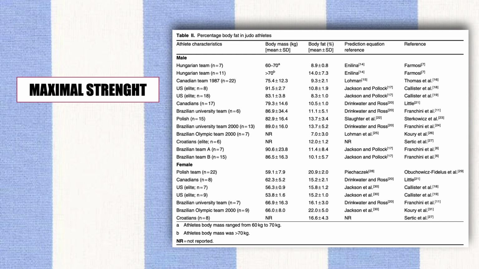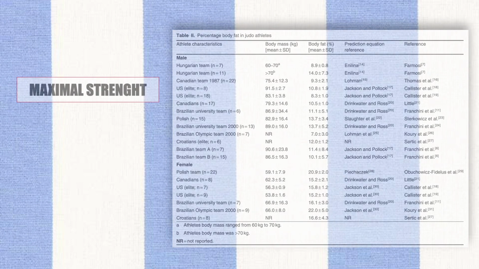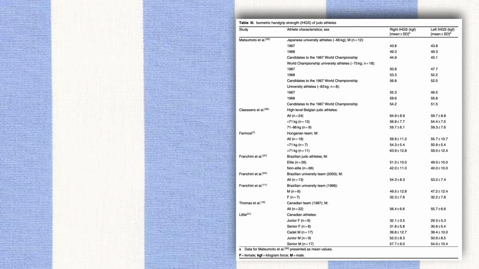Isometric strength. An isometric action results in no change in muscle length, and although force is developed, as no movement occurs, no work is performed. As judo athletes have to grip the opponent's uniform, early studies have focused on isometric grip strength. The table presents the grip strength of different groups of athletes.